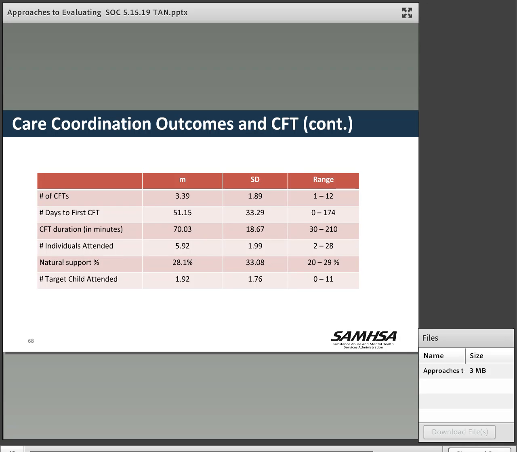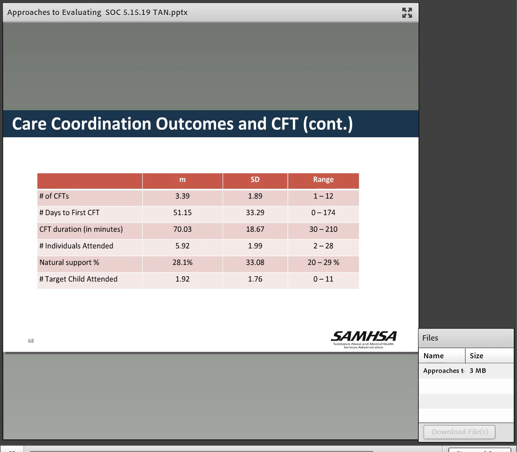So here we see that families had an average of 3 child and family team meetings within a 6-month window, with a range of 1 to 12 meetings. And this showed us that meetings were not occurring monthly as recommended by the wraparound practice standards. So this measure is based on the practice standards, and then we assess how we're adhering to those practice standards.